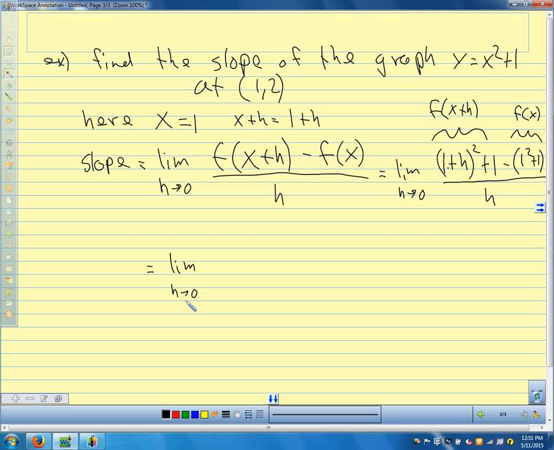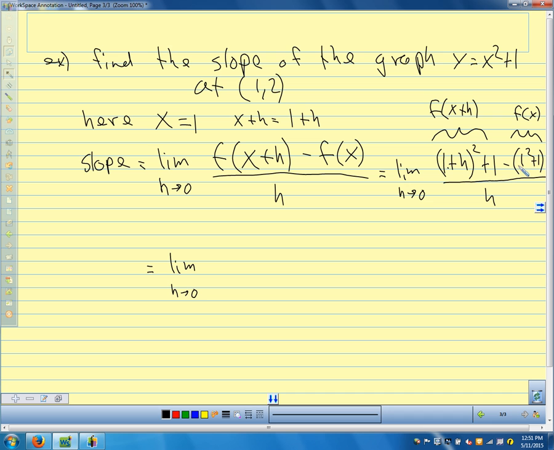Yes? I was confused about where you got 1 plus h squared. F is x squared plus 1. We're plugging in 1 plus h for x. Everywhere we see an x, we plug in whatever x is. We're putting in x plus h. Since x is 1, I'm plugging in 1 plus h everywhere I see an x. So that's where 1 plus h squared plus 1 comes from. Okay?